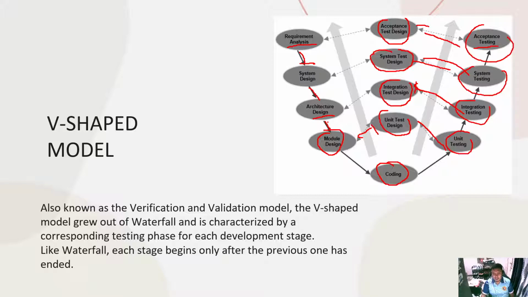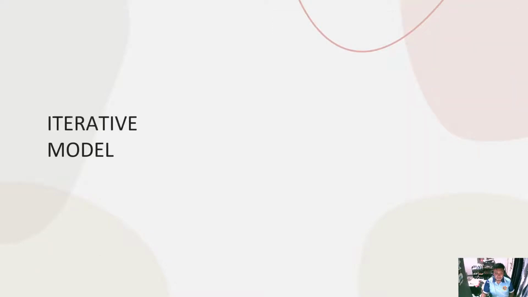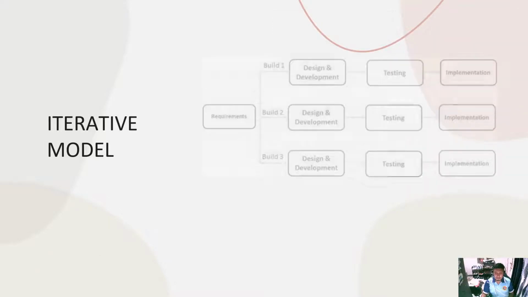So it might be very good for you to use this one if you have a lot of time, because it is really good for all the stages that have testing, unlike the waterfall, where you are going to test it later, after the coding. Okay, so that is the V-shape model, and we have the iterative model.